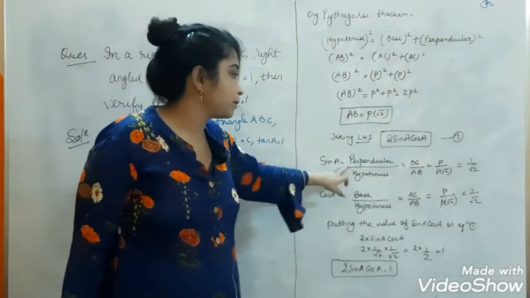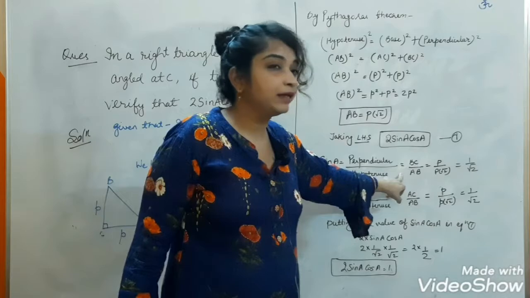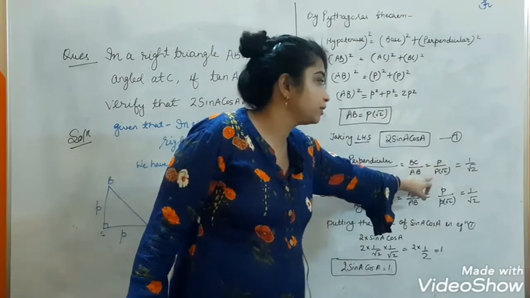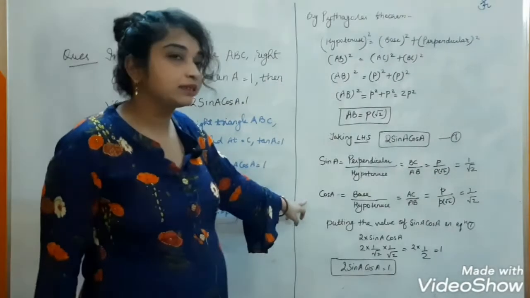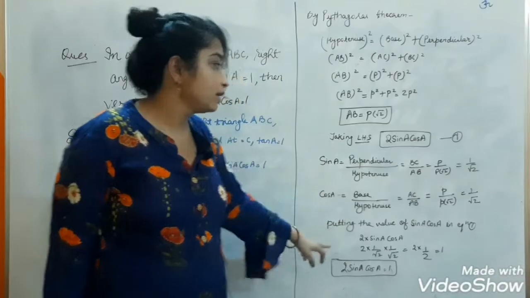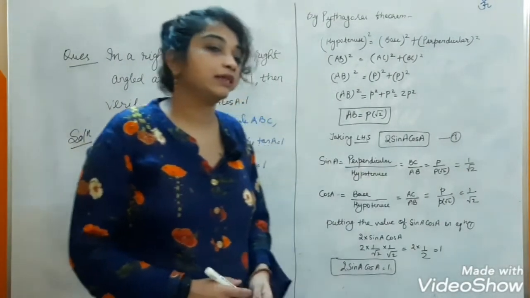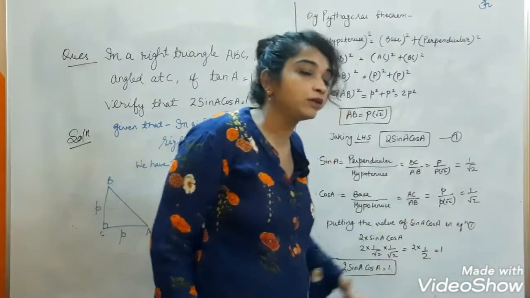Sin A is equal to perpendicular upon hypotenuse, which is equal to BC upon AB. Now putting the value of BC and AB, which is equal to P upon P root 2, which is equal to 1 upon root 2, and cos A is equal to base upon hypotenuse, which is equal to AC upon AB. Putting the value of AC and AB, which will be equal to P upon P root 2, which is equal to 1 upon root 2.